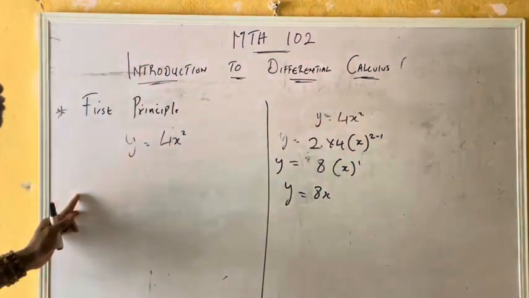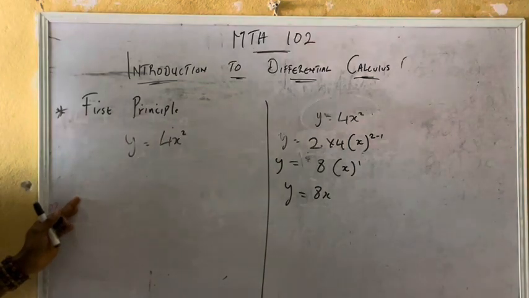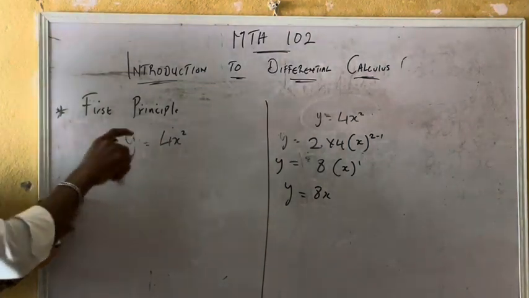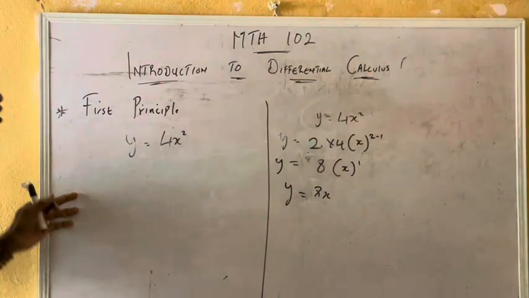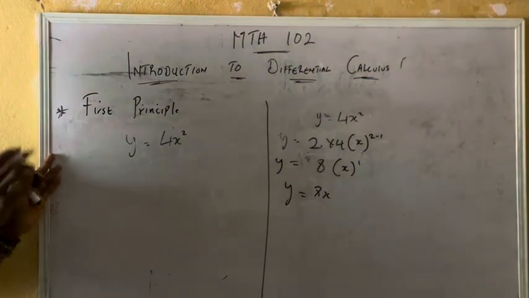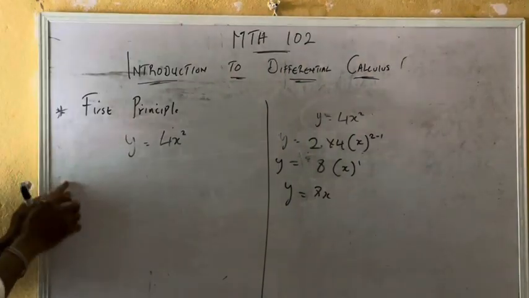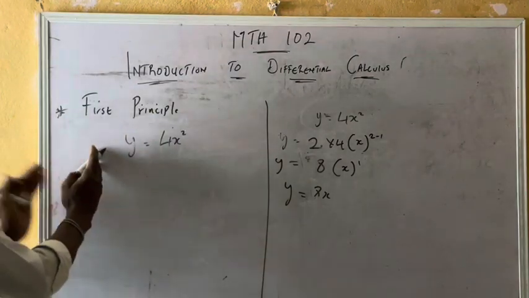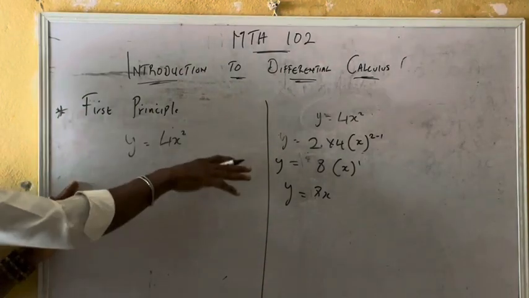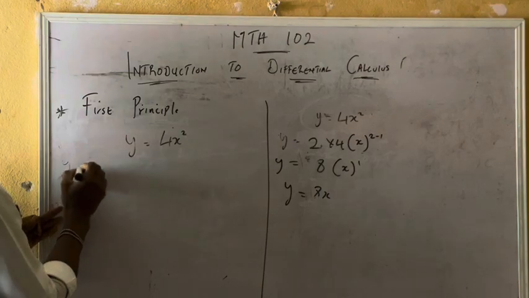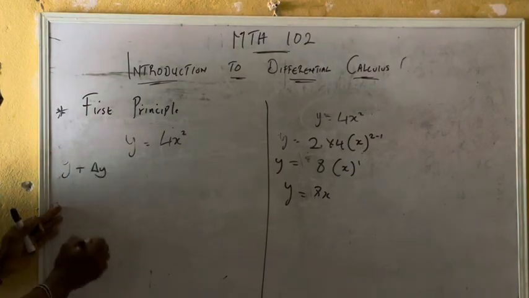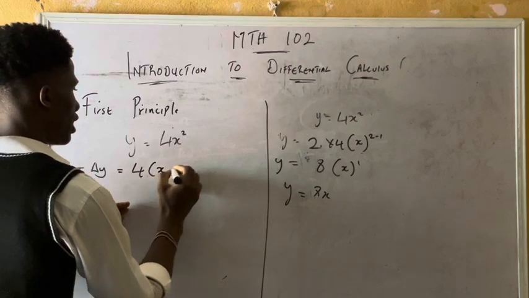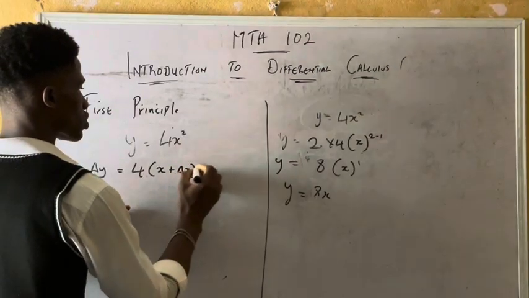Now let's see if, using the first principle, we have not been saying rubbish so far, let's see if we can use the first principle to arrive at the same answer. Okay. Now the first thing to do, like I said previously, is that we add change in y to the left hand side, change in x to the right hand side, okay? Now, y plus change in y is equal to 4 times x plus change in x all squared.